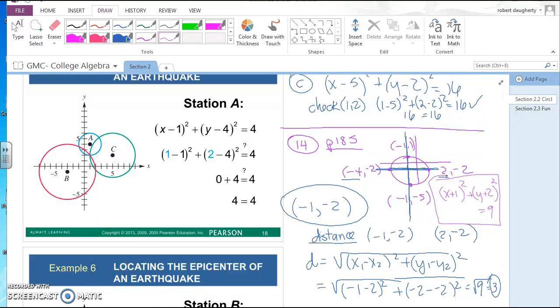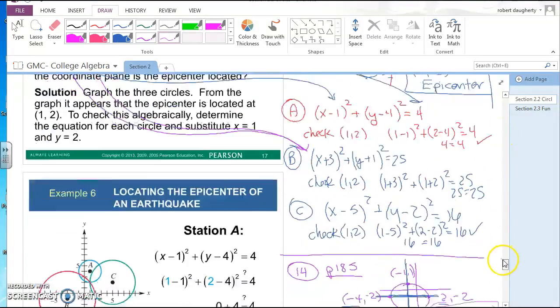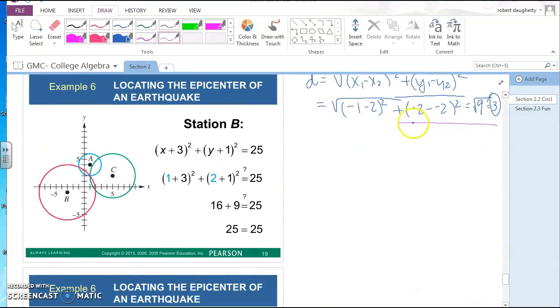Let's see if I can look at another one that is completing the square. So along the same page, let's look at number 20. So number 20, same page, page 185. So on number 20, I have x squared plus y squared plus 8x minus 6y plus 16 equals 0.